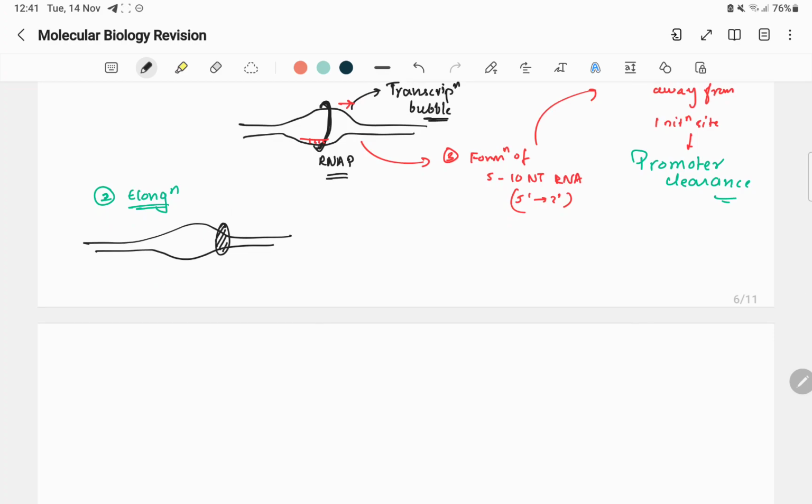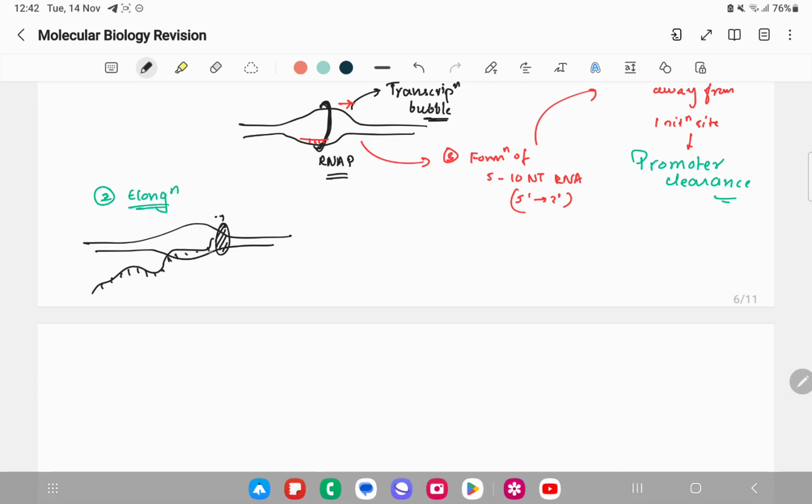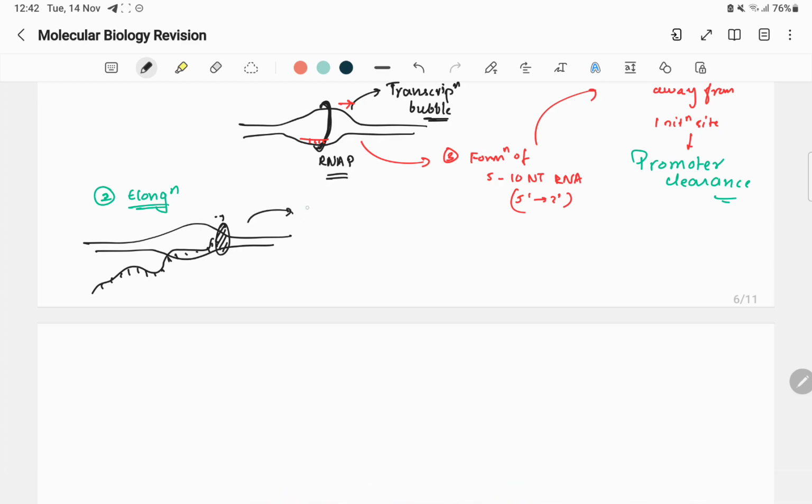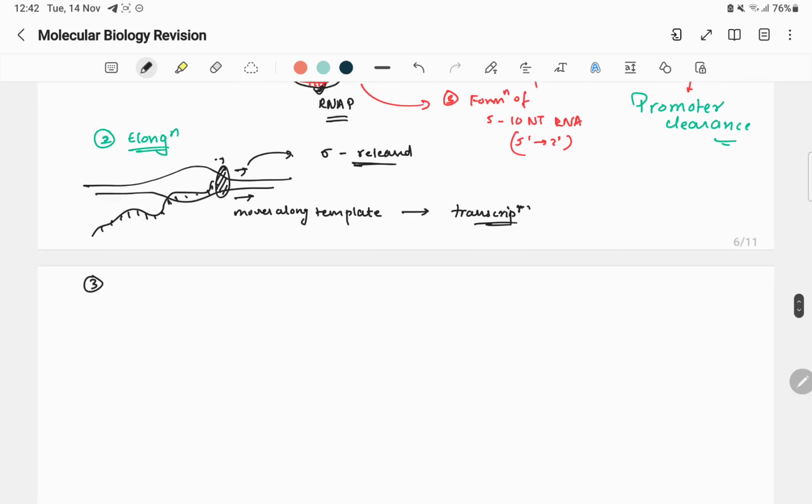So you have the RNA polymerase in this region, and the RNA polymerase will synthesize the RNA strand, a transcript of the DNA segment. It starts synthesizing a transcript, and the sigma factor is released. The core enzyme moves along the template, and the transcript starts forming.